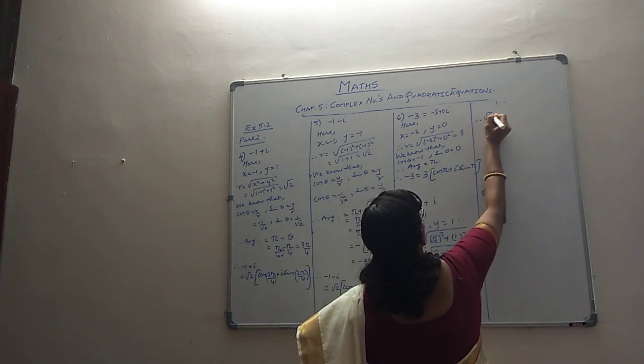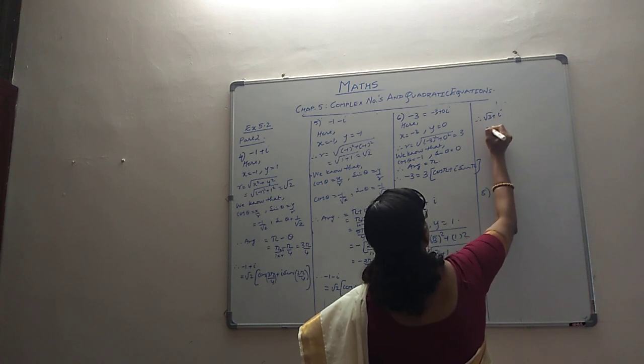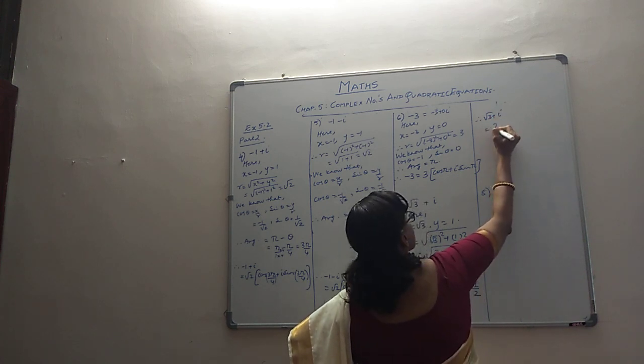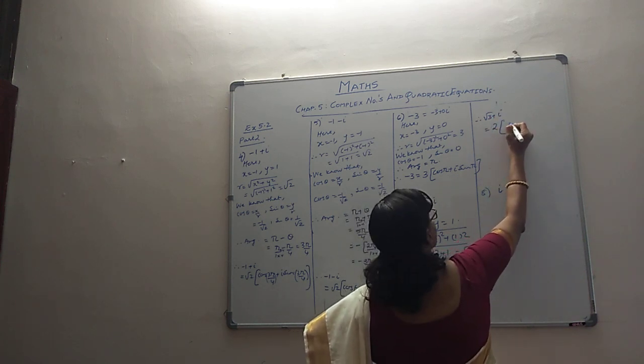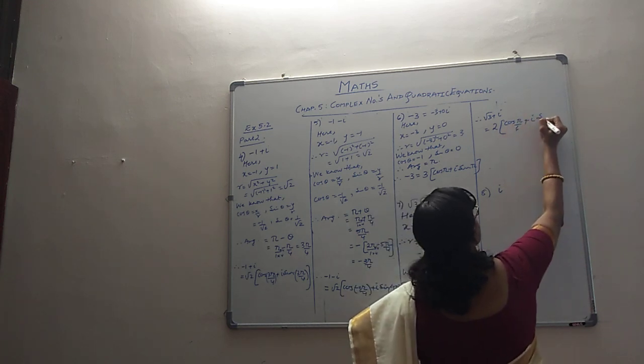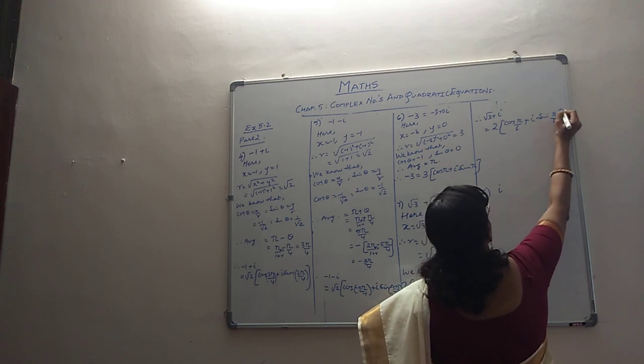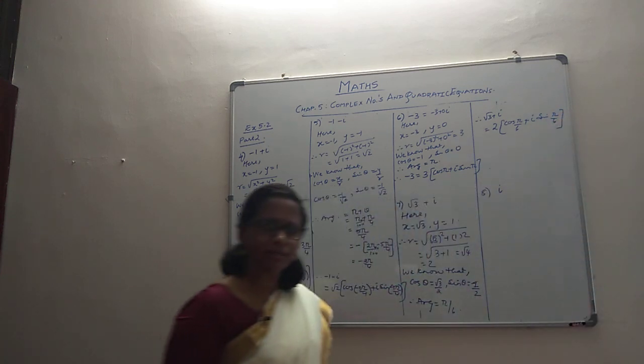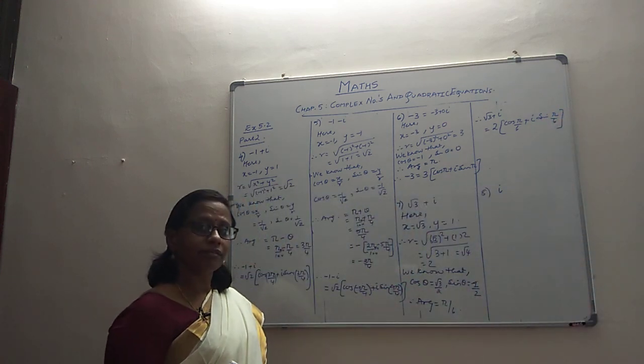When we write it in polar form, root 3 plus i becomes r times, that is 2 times cos of the argument plus i times sine of the argument. And we are done, isn't it? Okay, can we take the last problem?